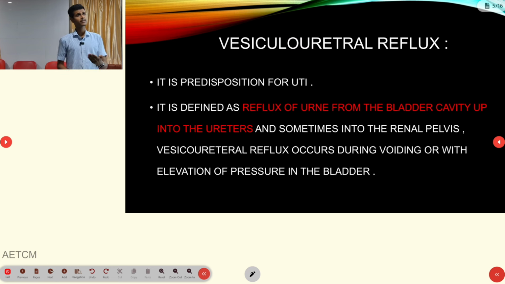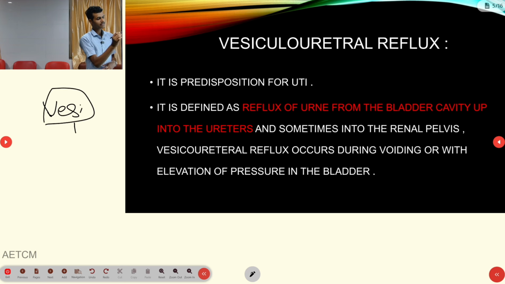So one more important thing is the vesiculo-ureteral reflex. What is meant by vesiculo? Vesiculo or vesicle represents a cavity. It's a common terminology. Wherever in our body a cavity is there, we call it a vesicle. In the urinary tract, the urinary bladder is one such cavity. So vesicle represents cavity, and in your urinary tract, the cavity is the urinary bladder.